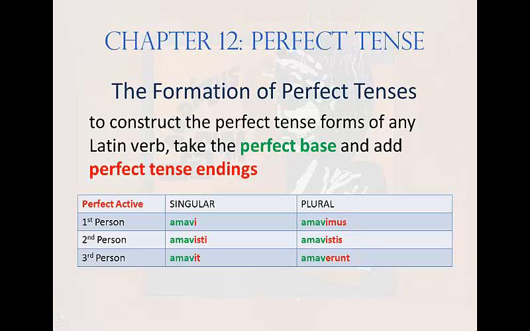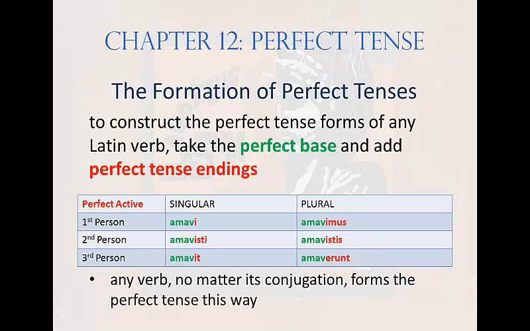For example, the perfect of amo, amavi. Let's recite the perfect of amo together. Amavi, amavisti, amavit. Amavimus, amavistis, amaverunt. Please note that all perfect tense verbs in Latin, no matter what conjugation they belong to, form the same way. Take the perfect base, add these endings, and you have any perfect tense finite verb in Latin.